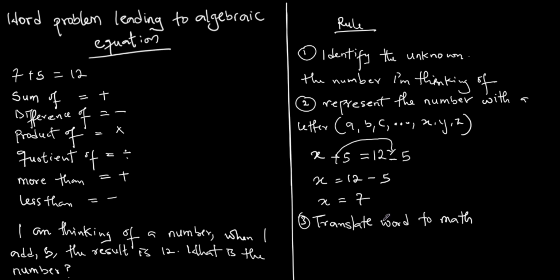Translate word to math. So now I am thinking of a number, when I add 5 to that number. The number is X. I add 5 to X. That is X plus 5. The result is 12. And then, like we solved, X is equal to 7.